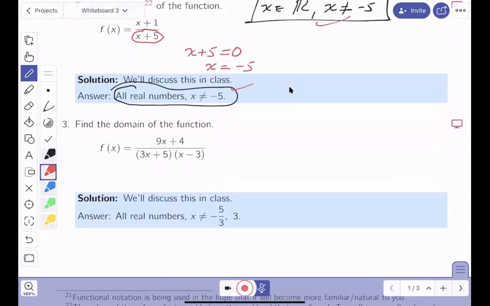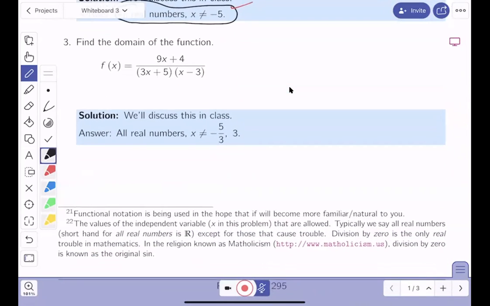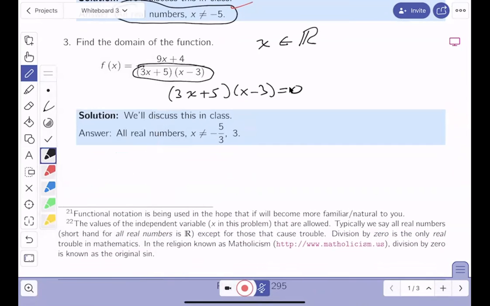All right, let's do the next one, number 3. And again, I'm going to say x can be any real number. Here's my problem though. The bottom, is it ever equal to 0? Well, let's write this down. 3x plus 5 times x minus 3, is it ever equal to 0? And these are the danger numbers.